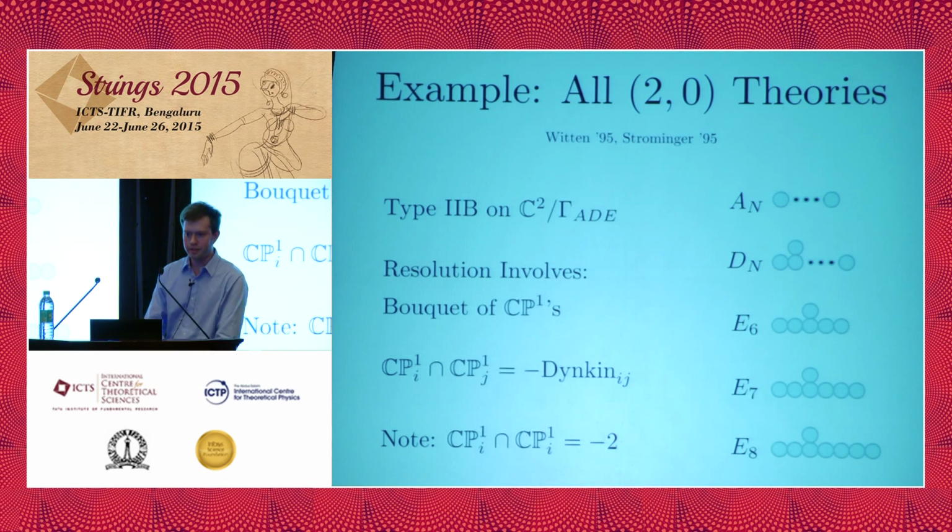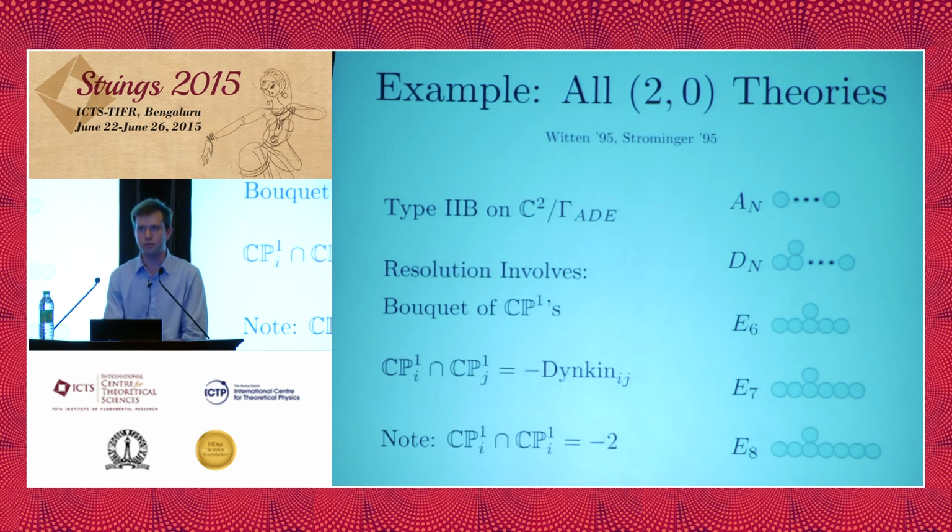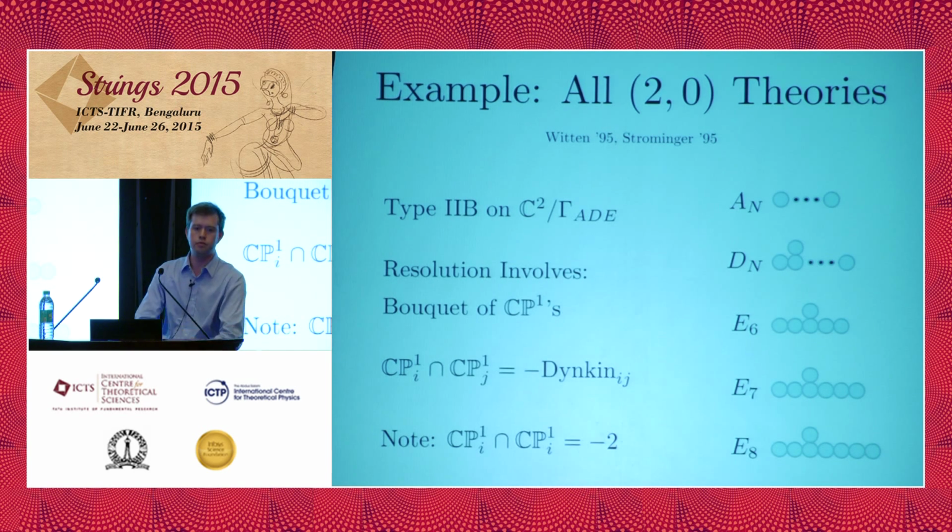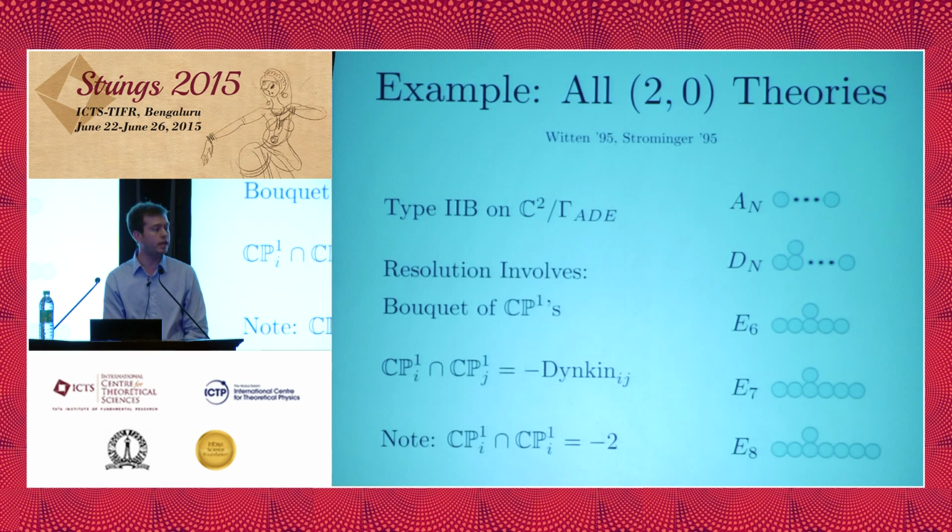But this is the list, as far as I'm concerned, for the 2,0 theories we have. So type 2b on an ADE singularity. When you take this thing, you have a singularity at the origin, and you resolve it, you get a bouquet of 2-spheres, or CP1s. And they intersect according to a specific intersection pattern, which is dictated by the condition that you have these things be self-intersection -2, and that the resulting adjacency matrix stays positive definite. So you get all the Dynkin diagrams. By the way, the AN type one you can get from just M5 branes in flat space.